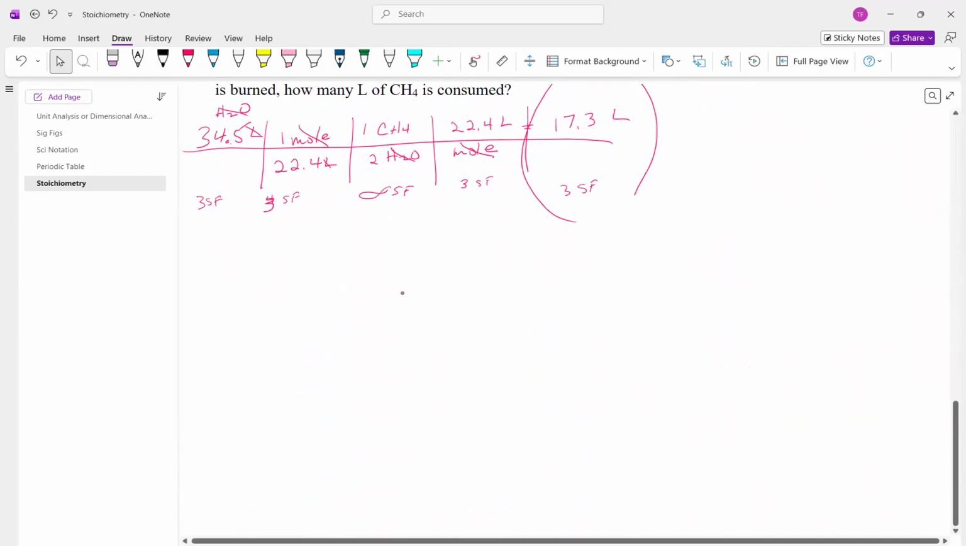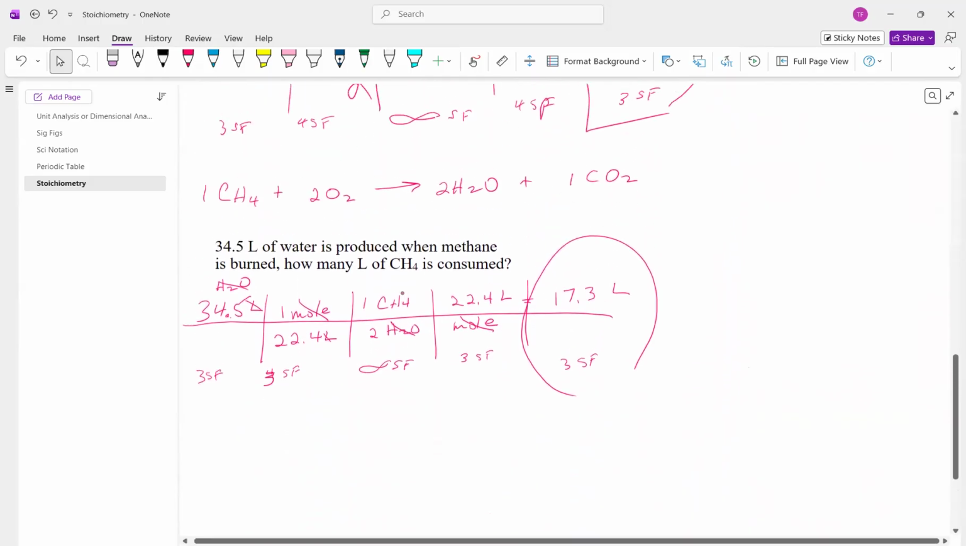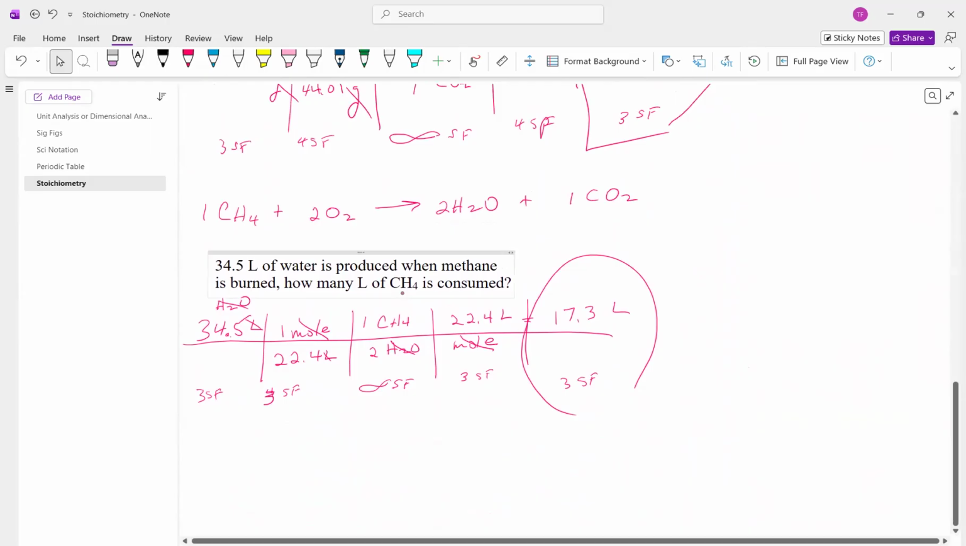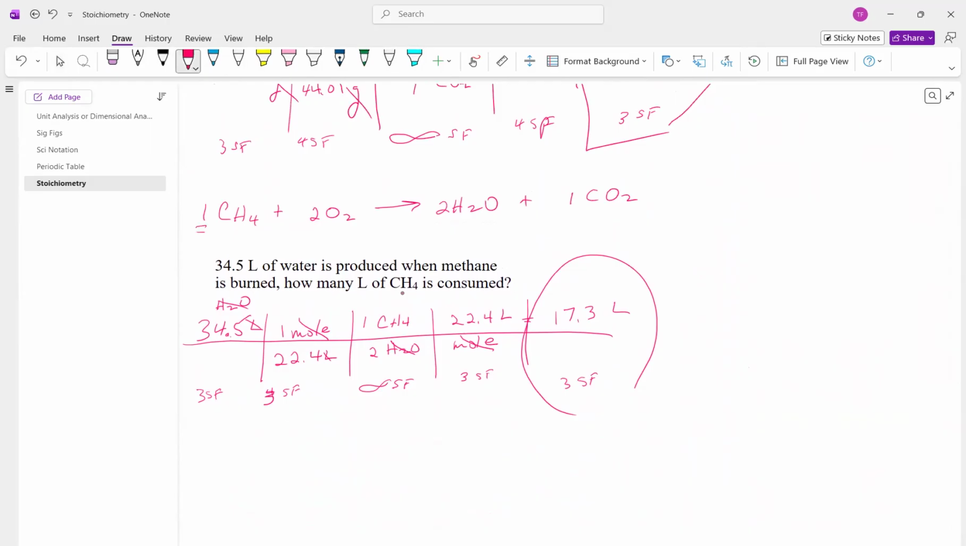Professor, can you show me how you chose the ratio, 1 CH4 to 2 H2O? Why didn't I just pick this one? Which one goes where? The coefficients after you balance the equation are where I got it from. Water is produced when methane is burned. How many CH4 are consumed?